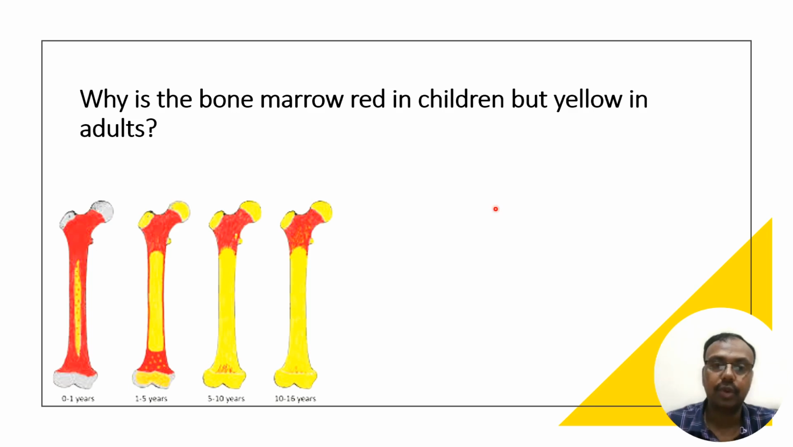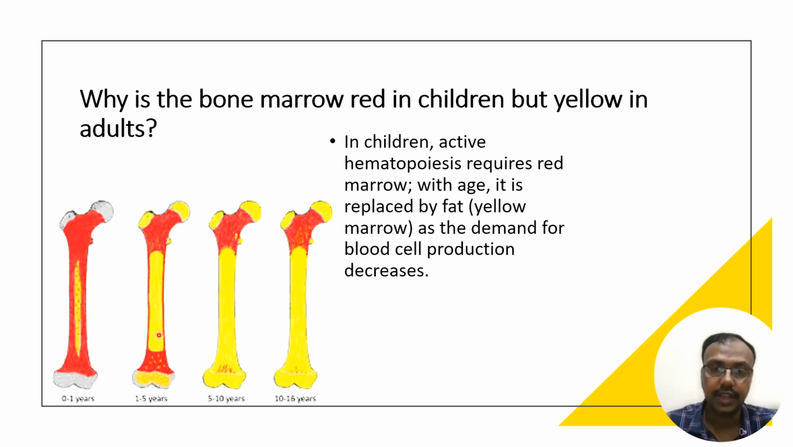Why is bone marrow red in children but yellow in adults? In children, active hematopoiesis requires red bone marrow. With age, it is replaced by fat, that is yellow marrow, as the demand for blood cell production decreases.